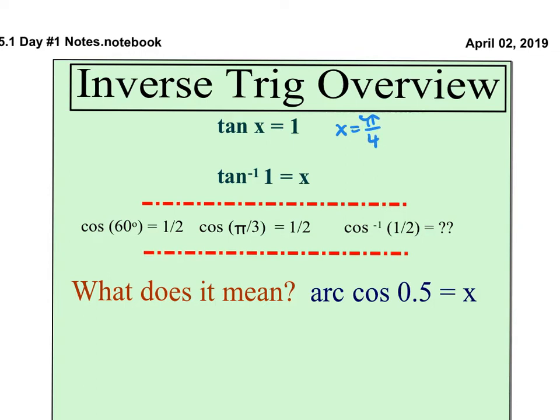Tangent is sine over cosine. That'd be root 2 over 2 over root 2 over 2 at pi over 4. That's equal to 1. Now, that's not the only place that that's true, but that's the first place. You could also make an argument for something in the third quadrant.